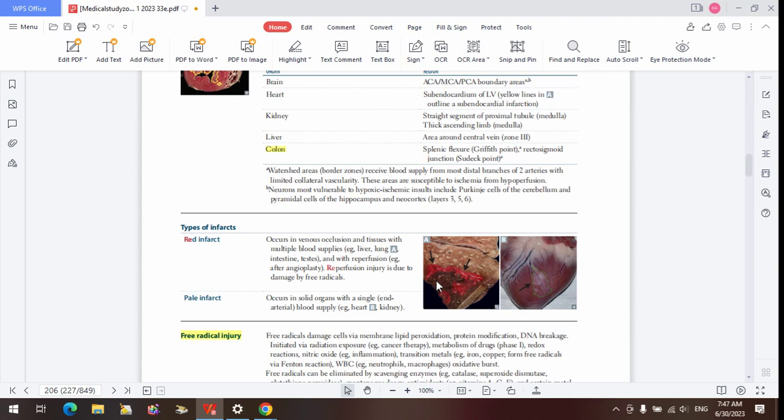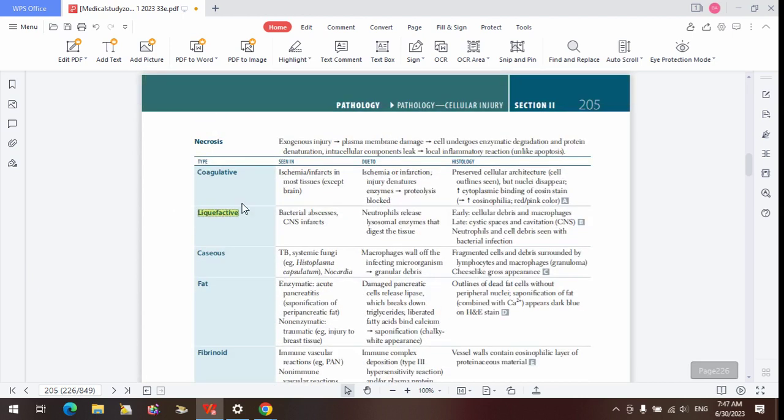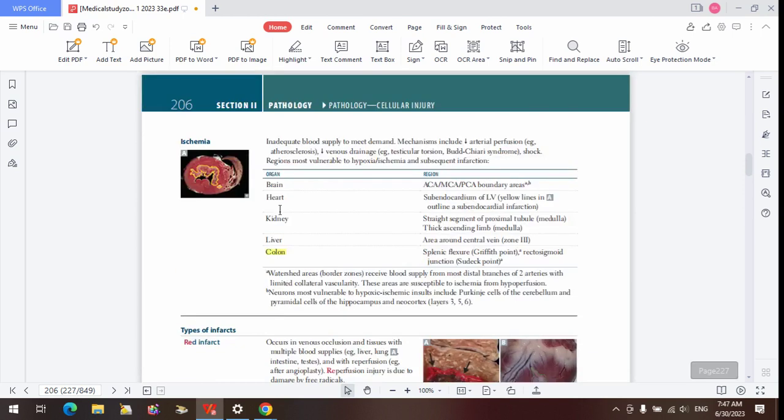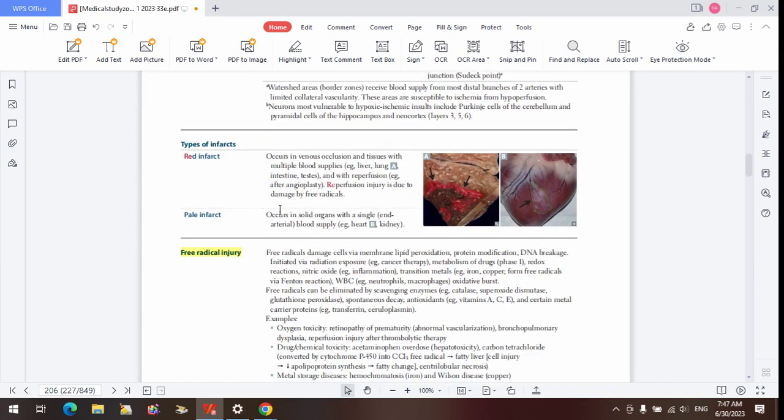Infarct. That is why, if you go back to the definition for coagulative necrosis, they said it is seen in ischemia and infarct in most tissues except the brain. So now let's look at those infarcts one by one. We have two types, the red and the pale infarct. It's very easy to remember.